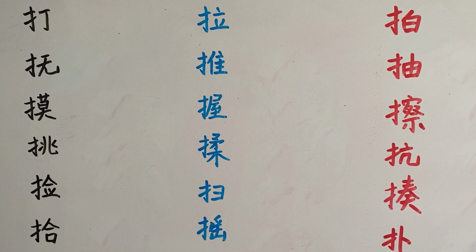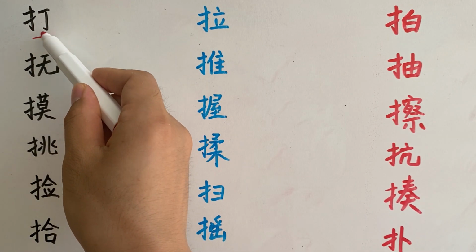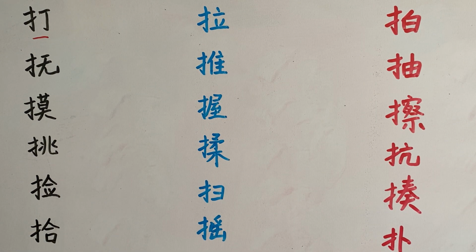In this video, we're going to talk about 18 verbs which have the same left part. So we have already talked about the first one, 打, right? 打 means to hit, to beat, or to strike. The left part we call in Chinese 提手边. It means the verb has something to do with the hand, right?